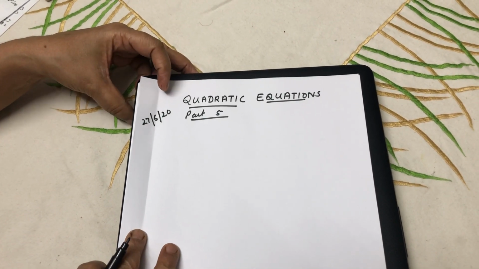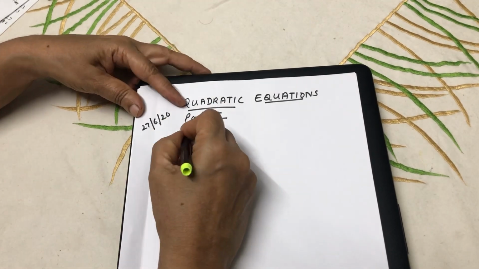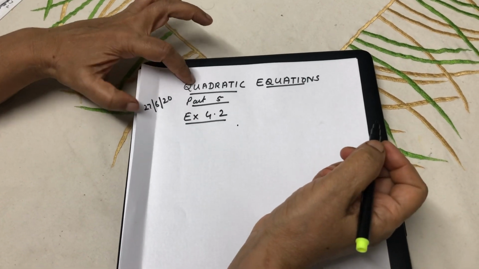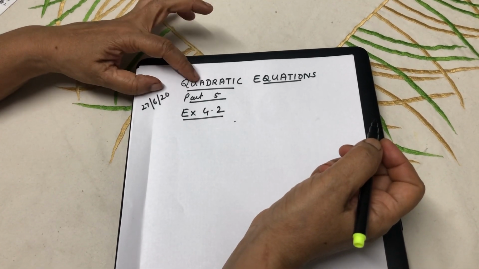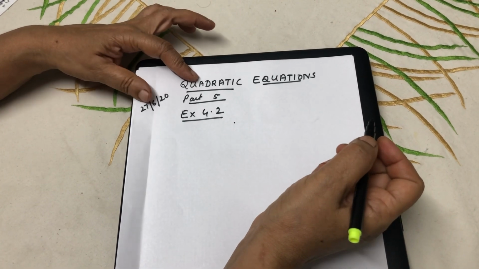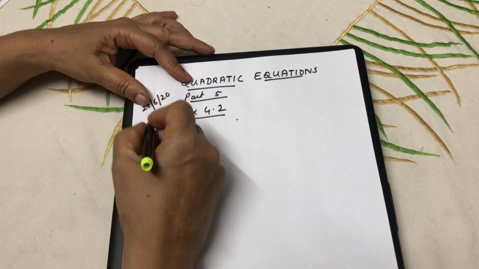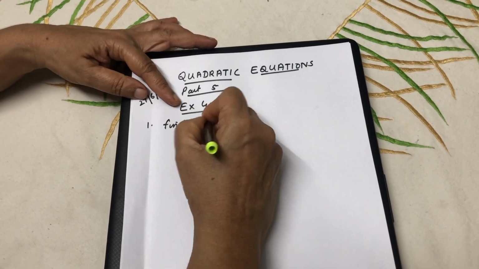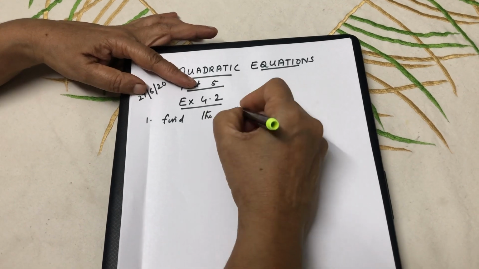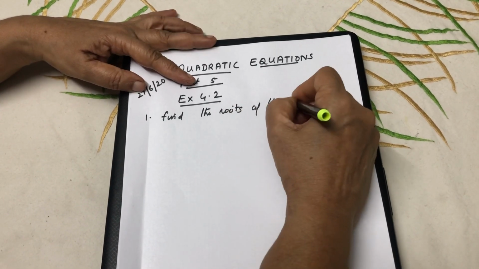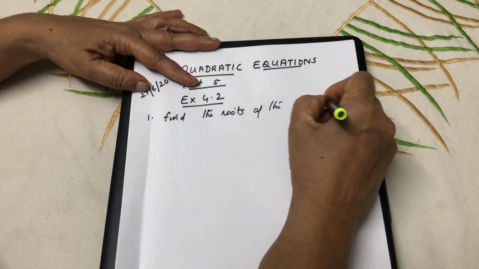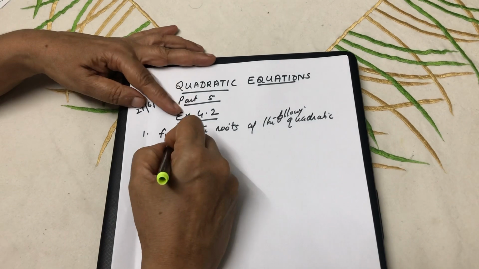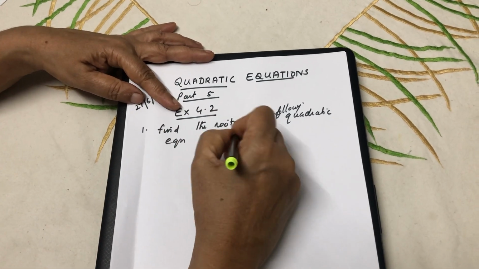Quadratic equations, we are continuing. Exercise 4.2. Yesterday we learned how to solve the quadratic equation by factorization. So the same thing we are continuing. You have to find the roots of the following quadratic equations by factorization.